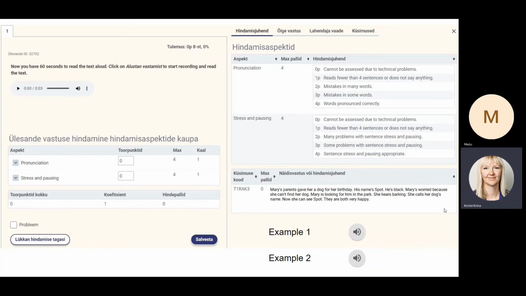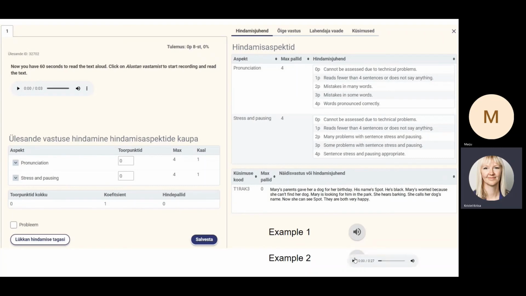Okay. So she managed to read everything. It did sound like English. However, there were some minor problems, so mistakes in some words, for example, worried and very, and then park and barking. So it's 3 points for her pronunciation and 4 points for the sentence stress and pausing.